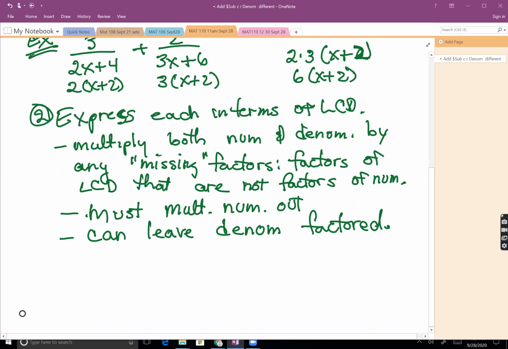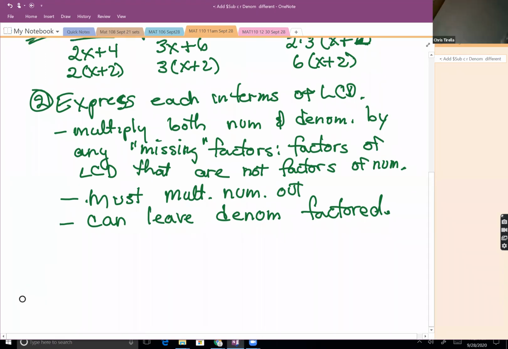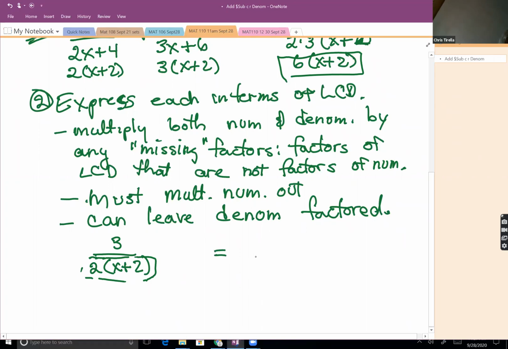Okay. So our first fraction was 3 over 2 times x plus 2. Our common denominator was 6 times x plus 2. What do I have to multiply 2 times x plus 2 by in order to get 6 times x plus 2? The 3. If I multiply the denominator by 3, I'm going to multiply the numerator by 3.